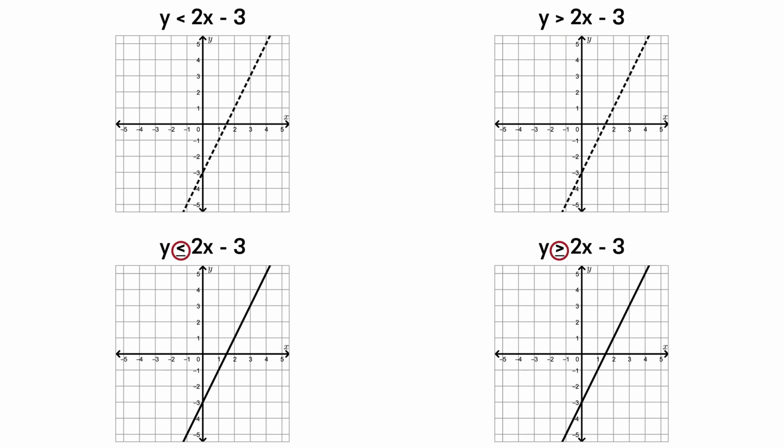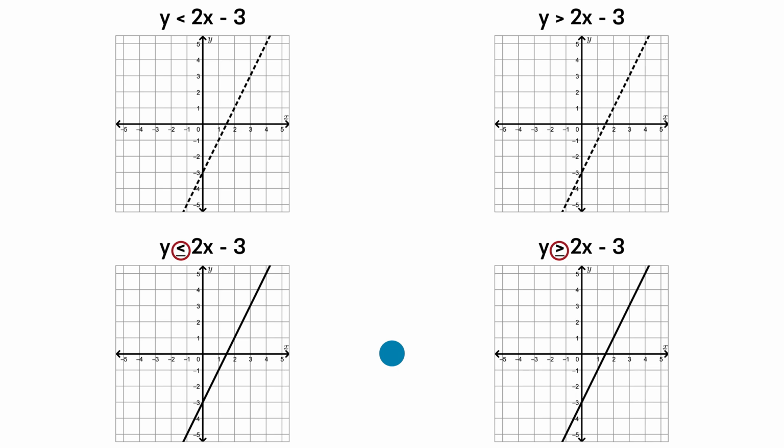Similarly, the less than or equal and greater than or equal symbols were represented by closed points on number lines, and now our closed point is a closed, solid line for the boundary line. Again, this means we do want to include the points on this line in the solution set. Finally, the inequality symbols also tell us where we need to shade.